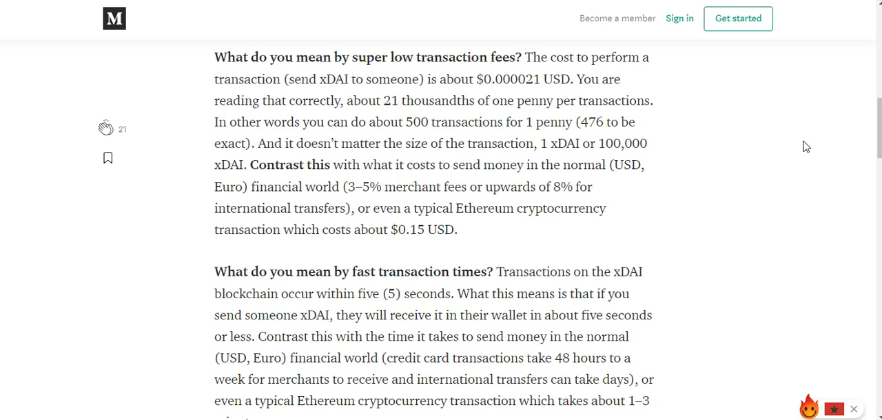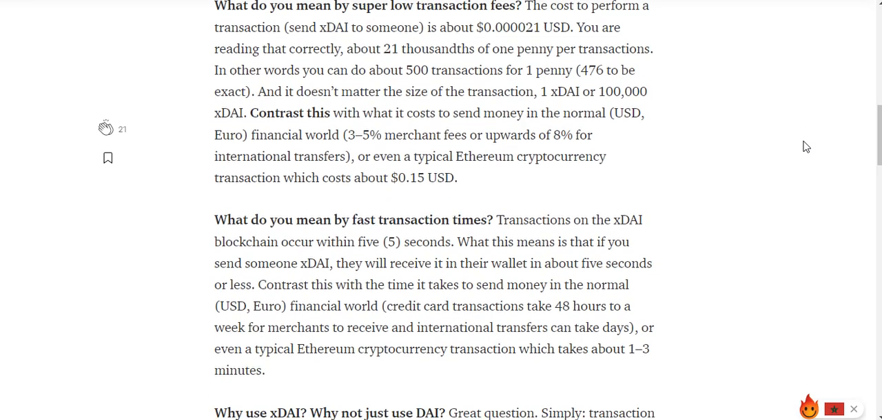Contrast this with what it costs to send money in the normal USD or Euro financial world. 3 to 5% merchant fees, or upwards of 8% for international transfers, or even a typical Ethereum cryptocurrency transaction, which costs about 15 cent USD. Now, what do you mean by fast transaction time?